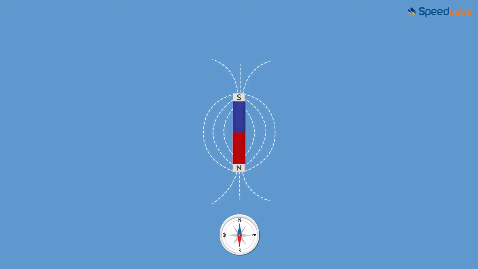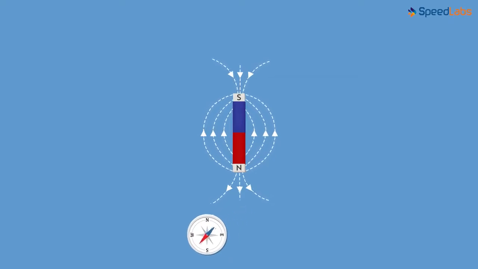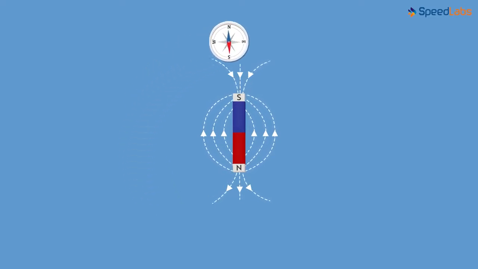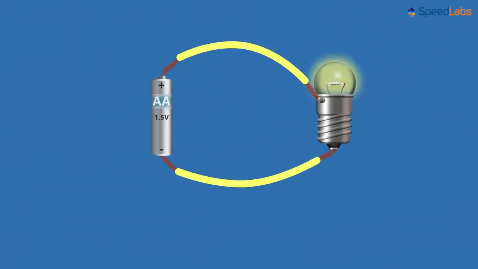We know that in a bar magnet, the field lines emerge from the north pole, curve around the magnet and end at the south pole. So if we move the compass in the direction of the magnetic field, then its needle will also align itself in the direction of the field. With this knowledge in mind, let's go back to our copper wire.